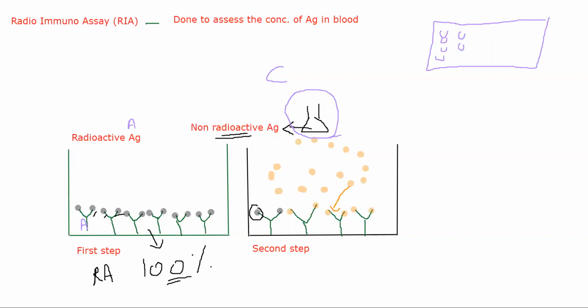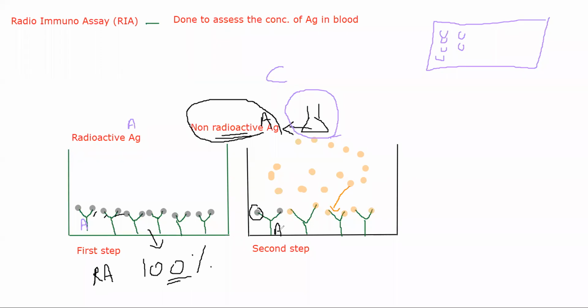In the second step, what I will do is I will take non-radioactive antigens. Okay, these are also antigen A, but these are not radioactive. Okay, they are still antigen A, same antigen that can correspond with antibody A, but this time I am making sure that it is not radioactive.